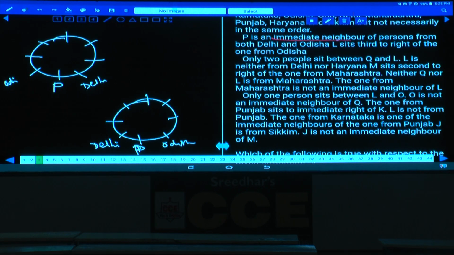And P is an immediate neighbor of the one from both Delhi and Odisha. L sits third to the right of the one from Odisha. Hence 1, 2, 3, L must be here in case 1. Now here in this one, P and L are opposite to each other.